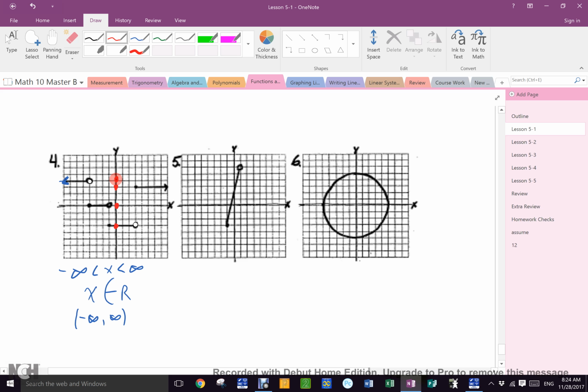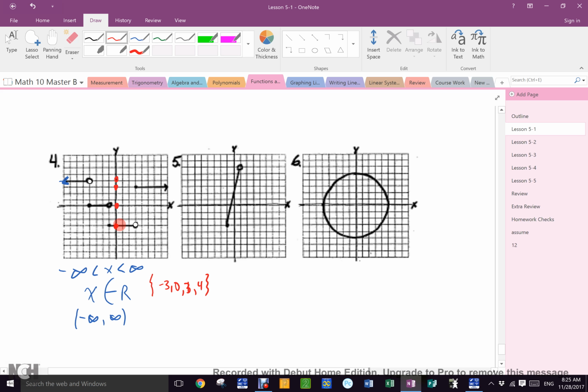Have I colored in any part of the y-axis? No. So I cannot use any of this notation because I have no intervals. I have no part of the y-axis. I only have specific points. So I have to do the squiggly brackets. And it is negative 3, 0, 1, 2, 3, and 4. And that's the only way I can do that because I only have 4 values of y. There are no other values of y.